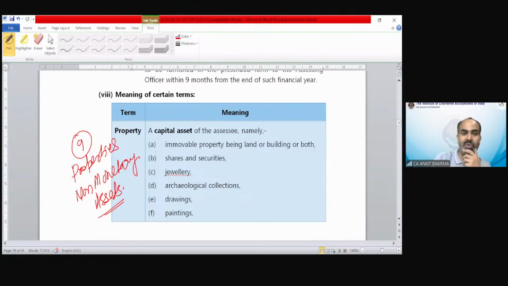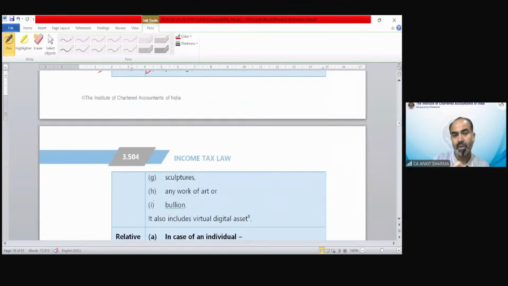And you can say the first one is immovable property. Shares is new. Jewelry was in that capital gain definition. Archaeological collection was there. Drawing was there. Painting was there. Sculptures was there. Any work of art is there. Bullion is new. It also includes virtual digital asset.